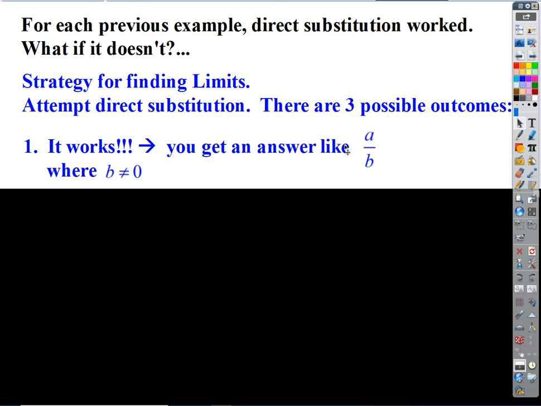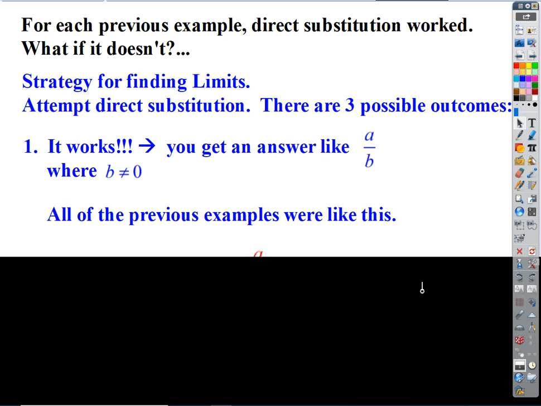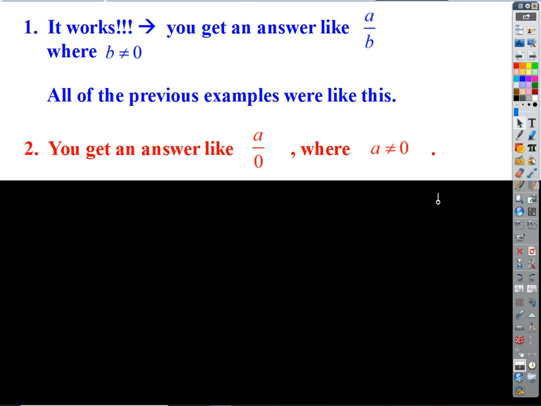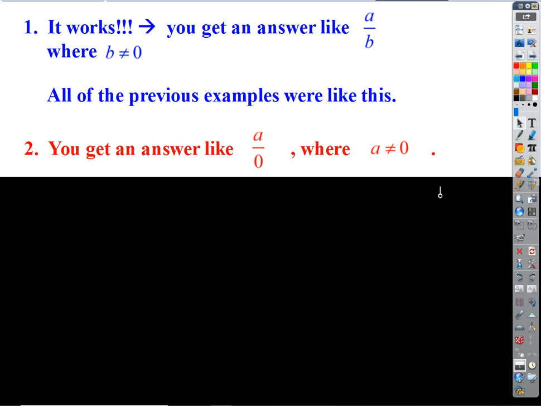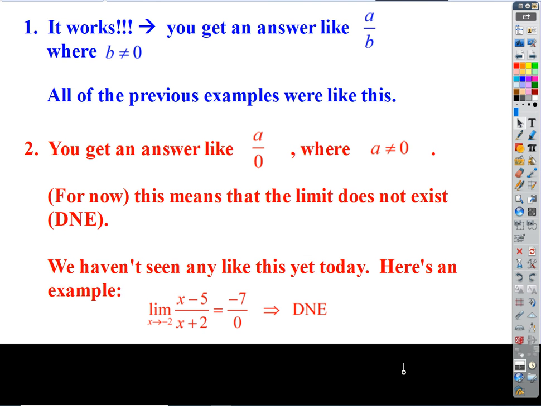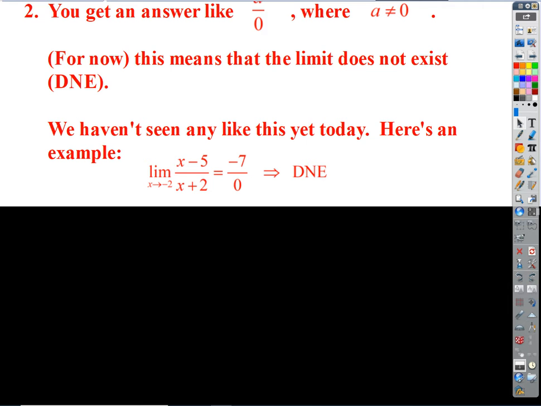Okay, there's two other things that could happen. One of them is, and all the previous examples were that. The other thing that could happen is we could get an answer where we get a number divided by 0 when we try to use direct evaluation. Here's an example of one like that. What if we tried to do the limit of the function x minus 5 over x plus 2 as x approaches negative 2? When I try direct substitution this time, I get negative 7 divided by 0.